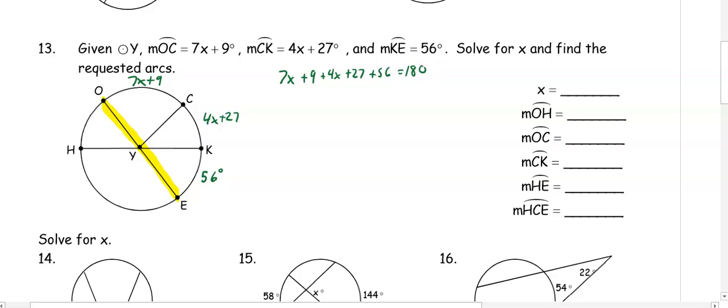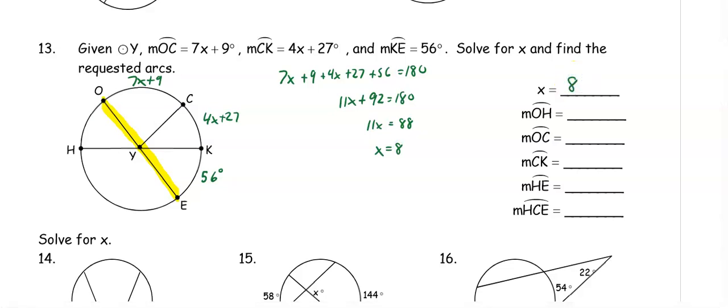So we can combine our numbers. The x's combine to give us 11x, and then we have 9 plus 27 plus 56, which is 92, equals 180. We can subtract 92 from both sides, so 11x equals 88. When we divide, x is 8. Then we want to find our arcs. First, let's start by substituting in x for the 2 arcs that we know. 7 times 8 plus 9 gets us 65 degrees. 4 times 8 plus 27 is 59 degrees.